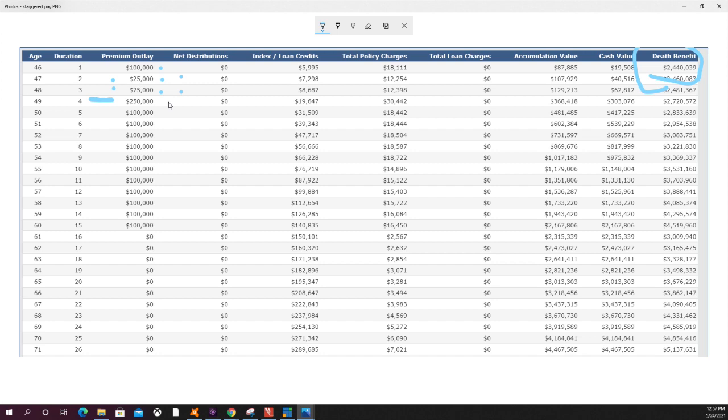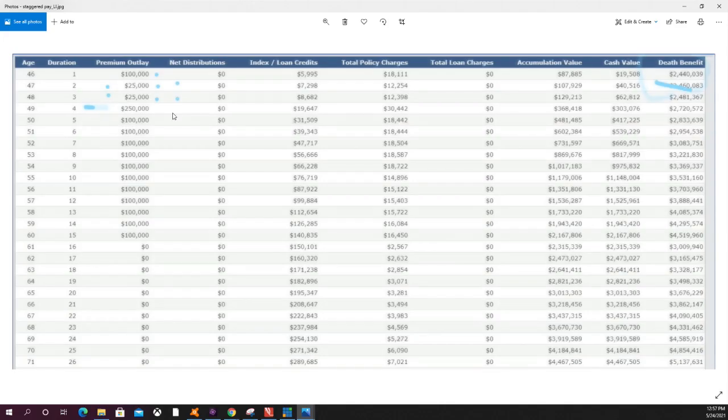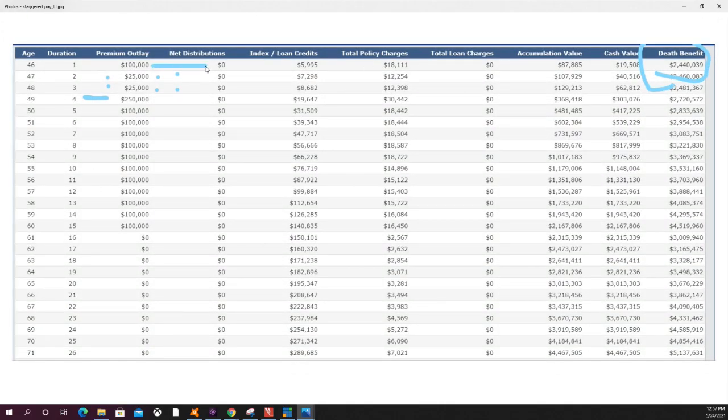So we've still paid a total of $400,000 into this contract in 4 years. We just did it a little bit differently. We've got $100,000 in year 1, $25,000 in year 2, $25,000 in year 3. So that's $150,000 plus 50 and 2. We got $400,000 in total in the contract through 4 years. And then we continue to pay that $100,000 a year. So this is the exact same policy. The only difference is we're flexible with how we paid premiums.